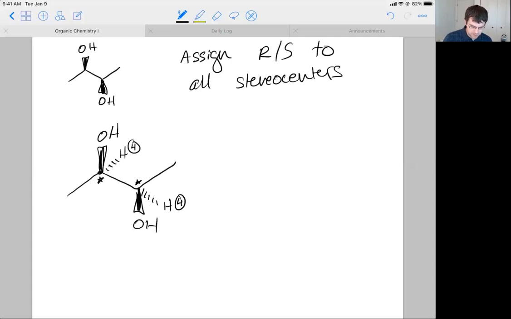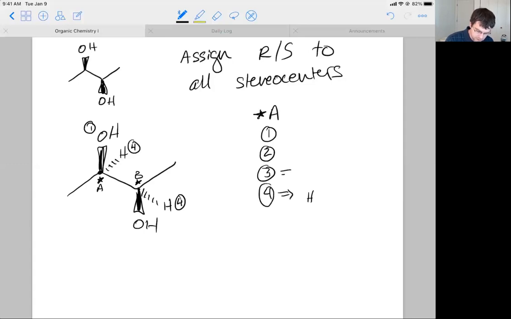If I focus on this stereocenter first, I'm going to label my oxygen as 1. That's a high atomic mass element. I'm going to call these stereocenters A and B. So star A has 1, 2, 3, 4. Priority 4 goes to hydrogen. Priority 3 goes to carbon. Priority 2 goes to carbon. And that's because priority 1 goes to my OH. So I've got 1 and I've got 4 figured out. And that's actually true for both of them. There's a lot of symmetry in this molecule, but it is chiral.